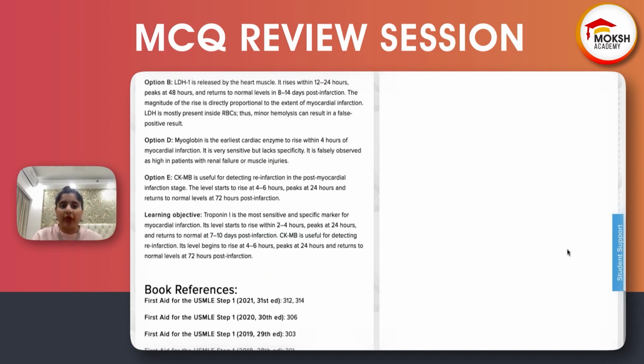Now, why not myoglobin? It's definitely the earliest cardiac enzyme. If they have an MI and are detected right away, myoglobin is up. It rises within 4 hours of MI, and it is sensitive, but it lacks specificity. It's falsely high in patients with even renal failure or muscle injuries. But the most common reason we don't use myoglobin is that it comes down very fast. If they come after 2 to 3 days, myoglobin won't be there. That doesn't mean they don't have a heart attack, right? So somebody would answer myoglobin; this is the reason why it's not myoglobin.